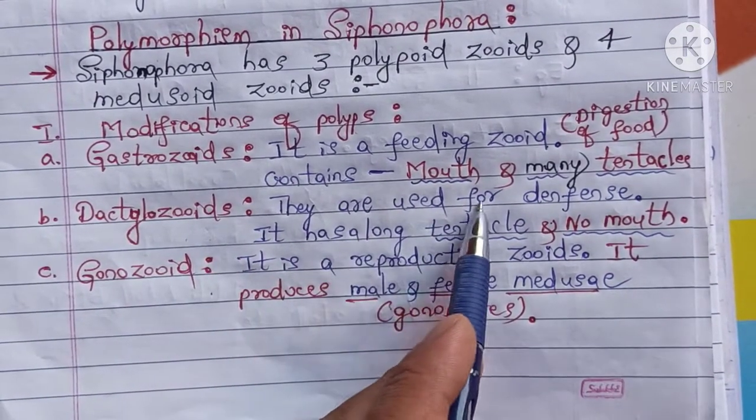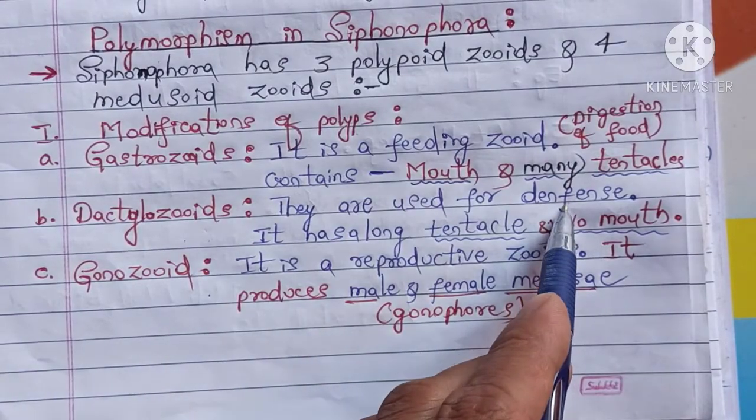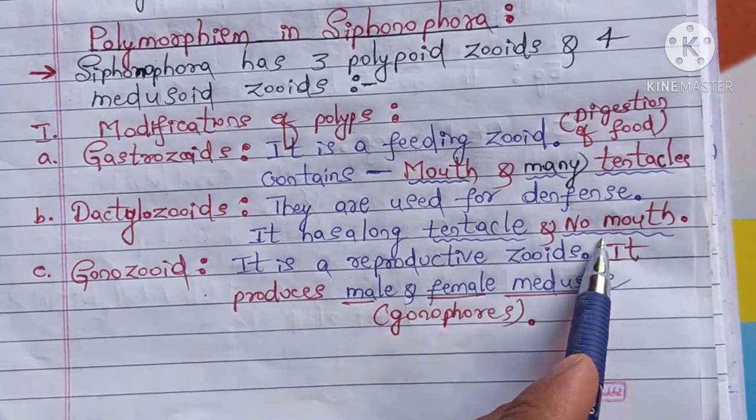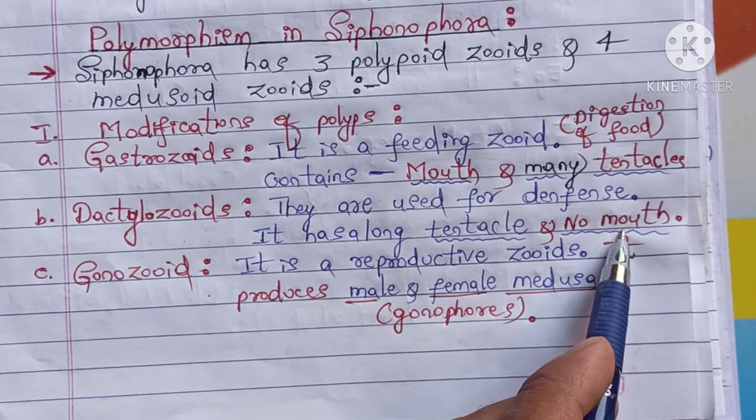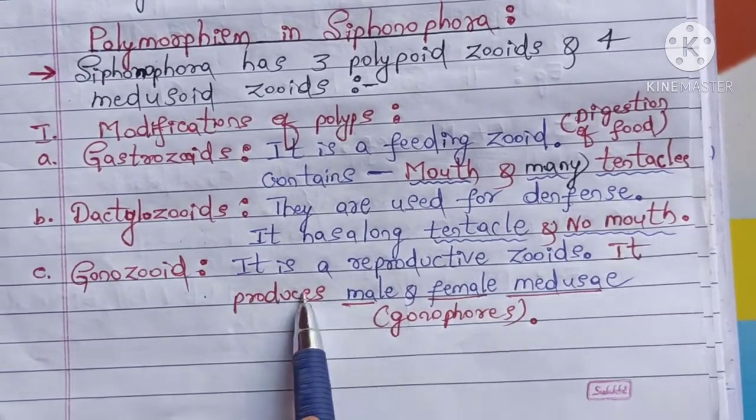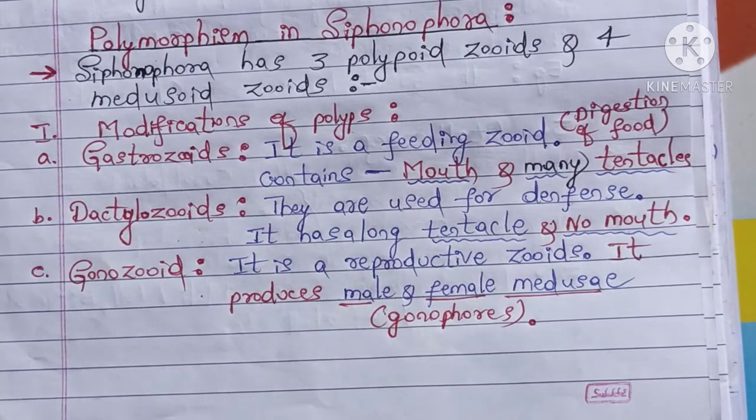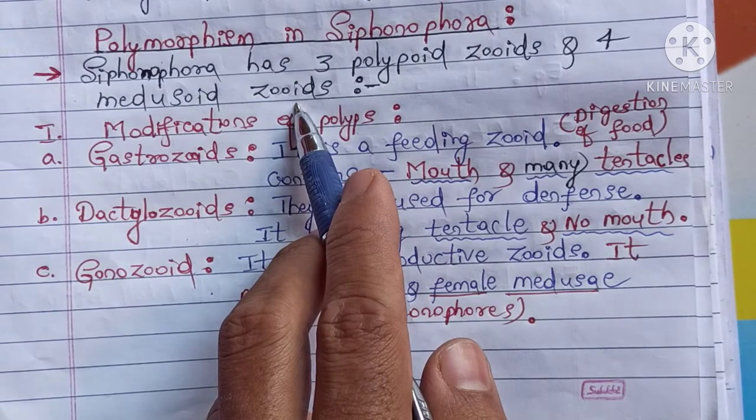Dactylozoids are used for defense. They protect the colony from the enemies, and it has a long tentacle and there is no mouth. It means mouth is absent. Gonozoid is a reproductive zooid and it produces the male and female medusae called gonophores. Now let us study the 4 types of medusoid zooids.